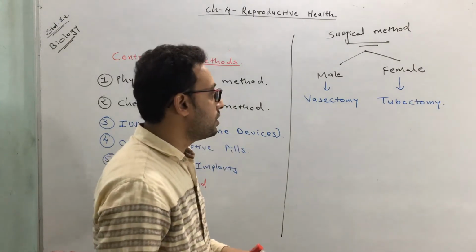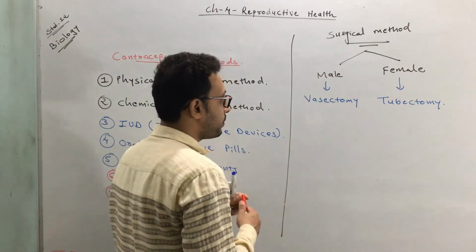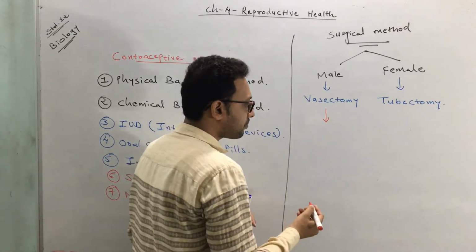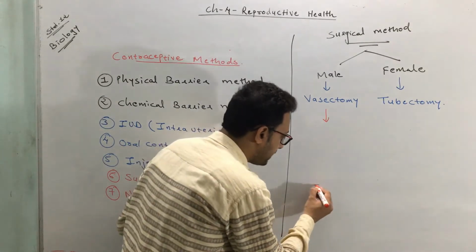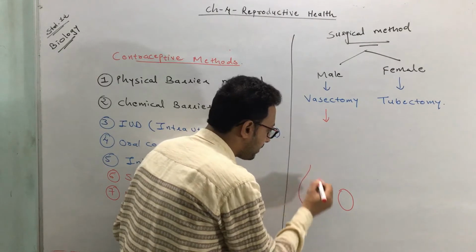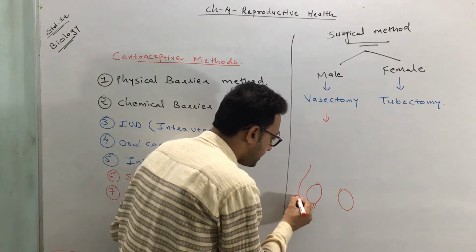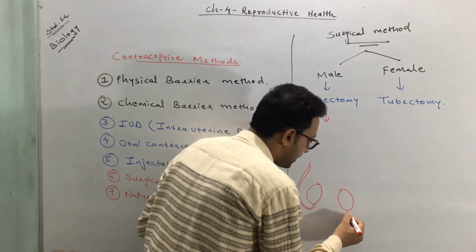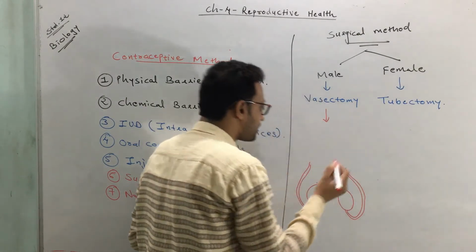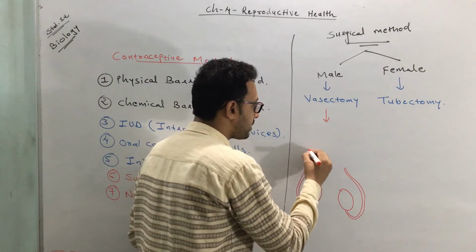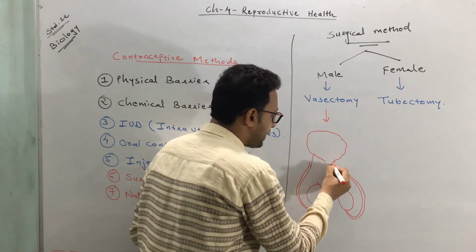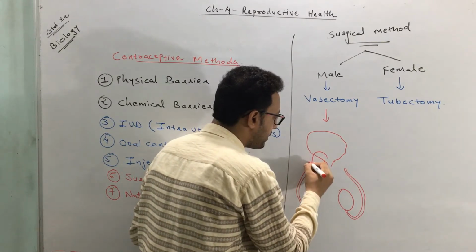So what we have to learn, we learn one by one. See what has to be done in vasectomy. You know the structures of the male reproductive system. It consists of a pair of testes, two testes are there. From that, different kinds of accessory ducts arise, and one of the accessory ducts arising from it is called the vas deferens. This is a tube. I am not drawing the whole structure. This is the urinary bladder. The vas deferens makes a loop over the urinary bladder.